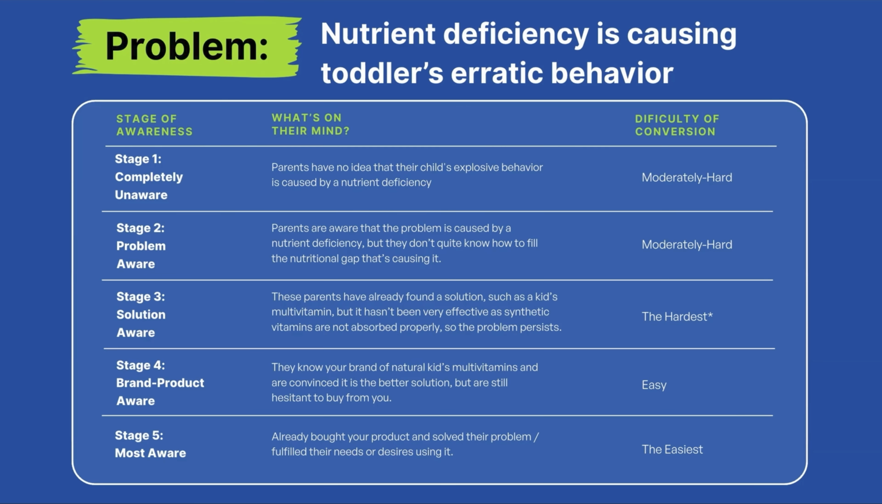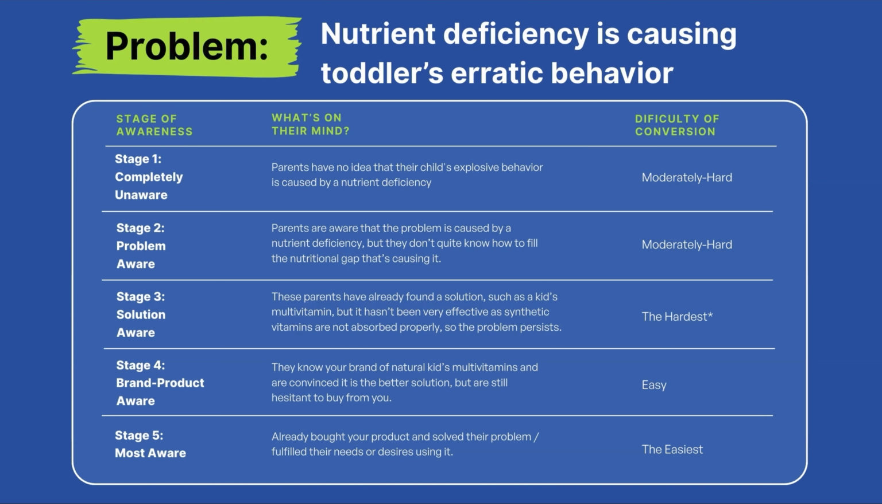Now, let's illustrate a common problem through all of the stages of awareness. Problem. Nutrient deficiency is causing a child's erratic behavior. Our target customer would be parents. So, parents in Stage 1, that is, completely unaware, have no idea that their child's explosive behavior is caused by a nutrient deficiency. Parents in Stage 2, that is, problem aware, are aware that their child's problematic behavior might be caused by a nutrient deficiency, but they don't quite know how to fix it.